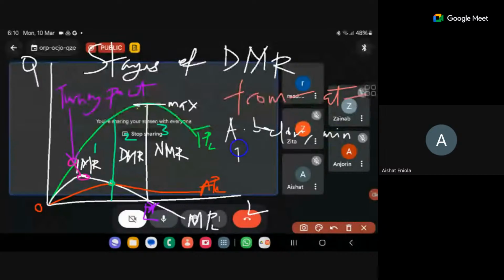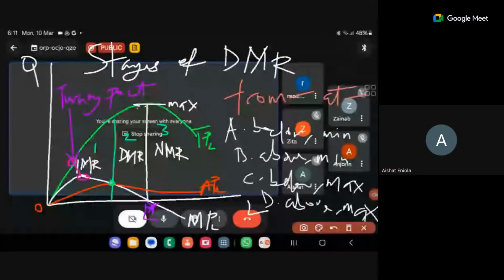B, from above at its minimum. C, below at maximum. Option E, none of the above.